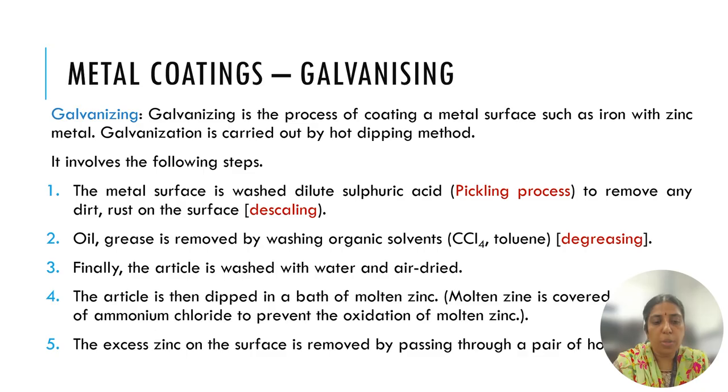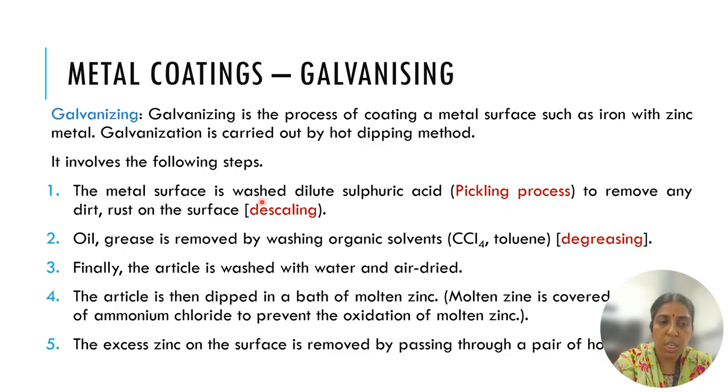Following the surface coatings, we have the metal coatings, which is known as galvanizing. So what is galvanizing? As we understood, galvanizing is a process of coating a metal surface with zinc. It is done by the hot dipping method, and it has a series of steps which involve a pickling process, a descaling process, and also a degreasing process.